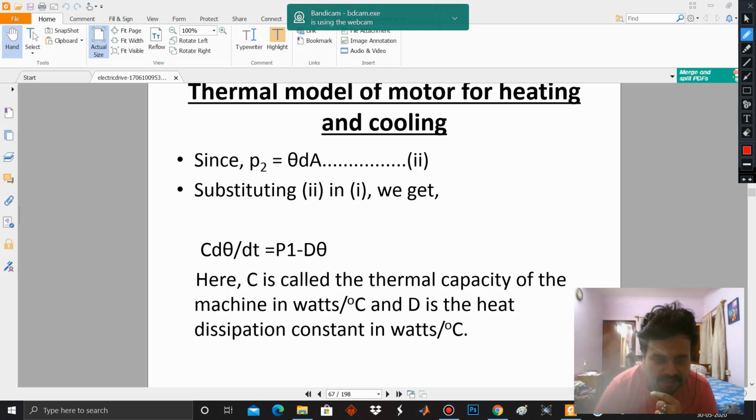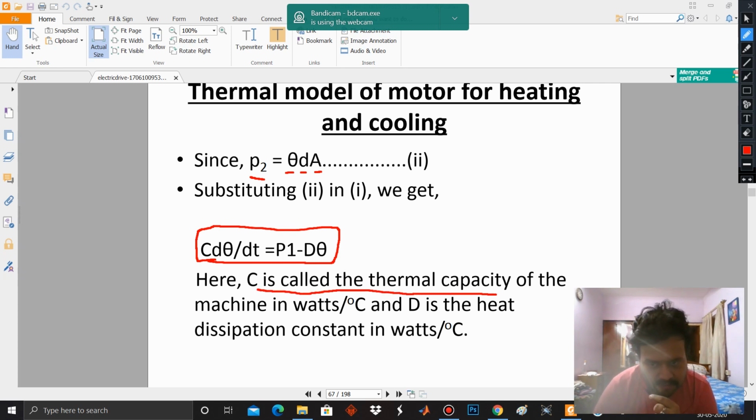Now what is P2? P2 is equal to theta into d into a. Now substituting the value, we get C d theta by dt is equal to P1 minus D theta. So again this is a first order differential equation. C is called the thermal capacity of the machine in watts per degree centigrade. Capital D is the heat dissipation constant in watts per degree centigrade.